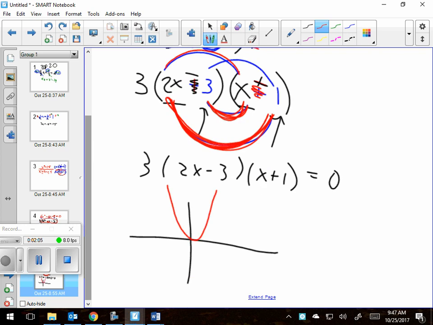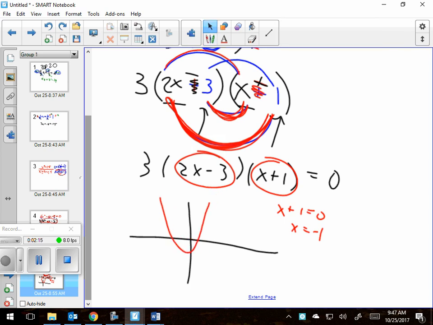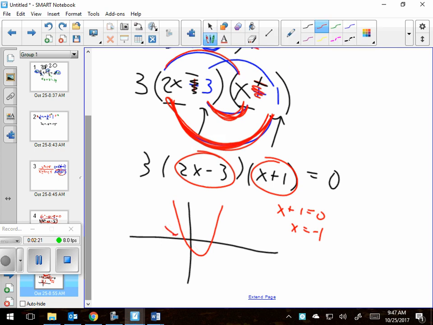But where exactly does it touch? These guys tell me where it touches. x + 1 = 0, x equals negative 1. That means there's a spot where it touches at x is negative 1. So there, now I'm making it touch where x is negative 1. And this other spot, 2x - 3 = 0, 2x = 3, x equals 3 halves, or 1 1/2.